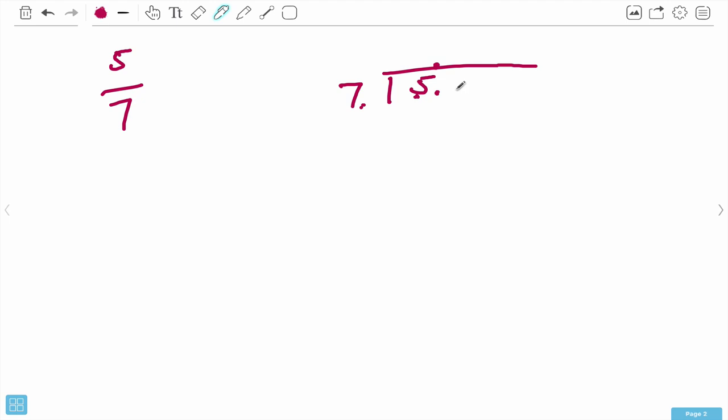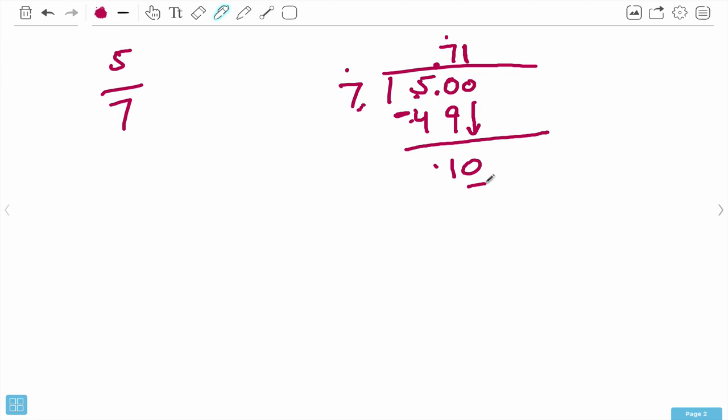7 can go into 50, and it can go into 50 7 times. That gives us 49. 7 times 7 is 49. Subtract 50 from 49, that gives us 1. 7 obviously is too big for 1, so we'll put another 0 here as a placeholder and drop it down. 7 can go into 10, and it can go into 10 1 time.